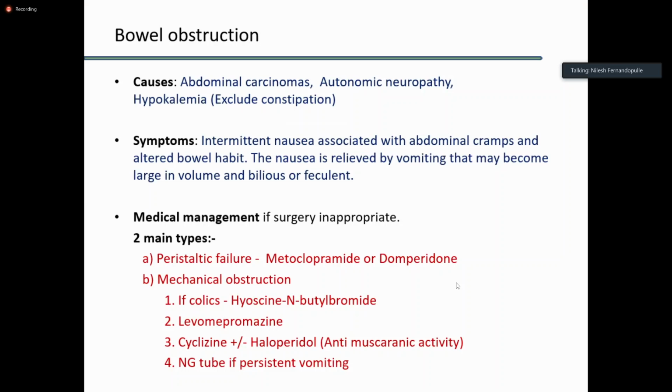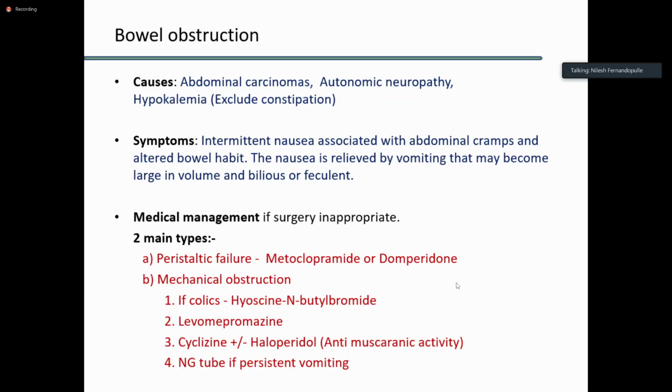But if the patient is having painful obstruction, that is due to some sort of mechanical obstruction. If you can't relieve that obstruction by doing surgery, then you need to give symptomatic treatment to relieve the patient's symptoms. So for the colics, you give hyoscine, you can give levofloxacin or cyclisine haloperidol combination, or obviously you might have to put an NG tube.